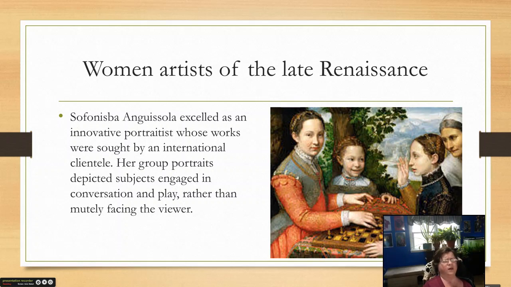Anguissola excelled as an innovative portraitist whose works were sought by international clientele. What's interesting about her portraits is the subjects were usually engaged in conversation and play rather than just mutely facing forward in almost like a mugshot form. These seemed active and had life to her portraits.